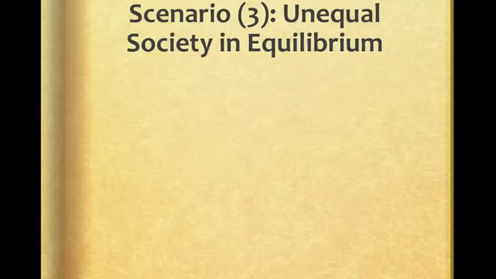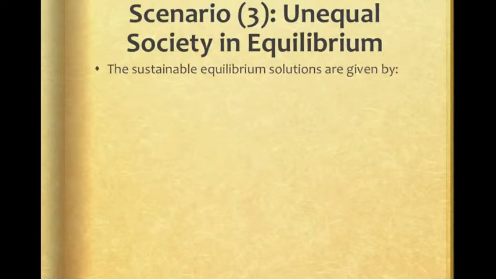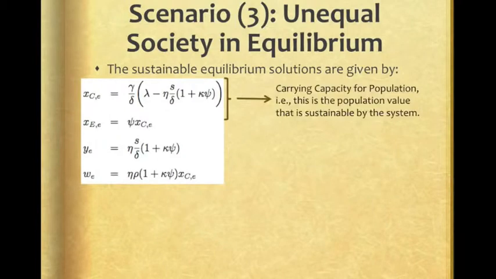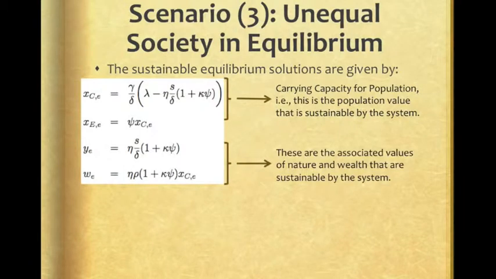Then you can look at the full Monty case. You have the unequal society in equilibrium. So here now you have commoners and elites, with the commoners getting paid kappa times that of the elites. You can do the same analysis, and you can find these solutions. These two again, the elites and the commoners together, are the carrying capacity for population, and these two are the associated values of nature and wealth that are sustainable by this system.